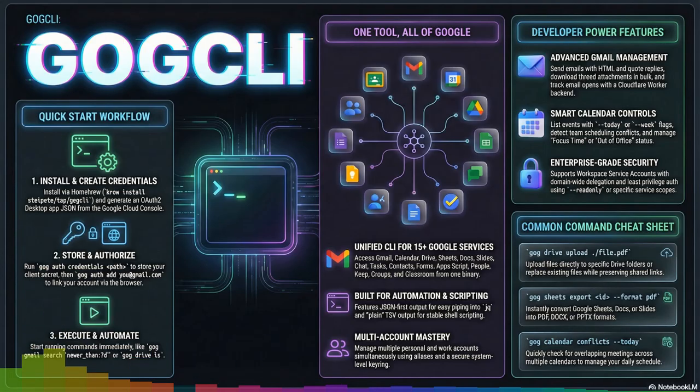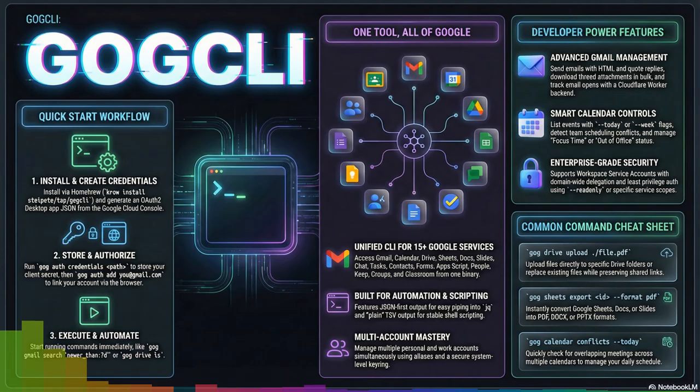Think about this workflow. You're a developer. You write your documentation in Markdown because it's fast. But your manager needs it in a Google Doc so they can leave comments. The classic format clash. Yes. gogcli can upload your Markdown file and convert it to a Google Doc on the fly. It just handles the formatting translation.